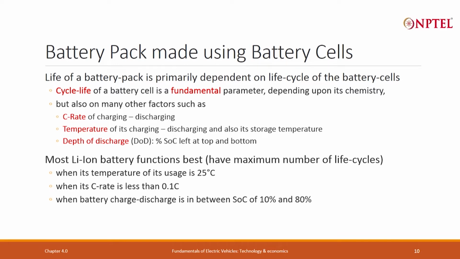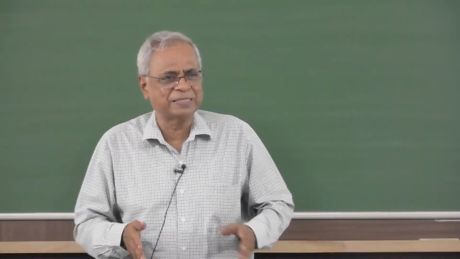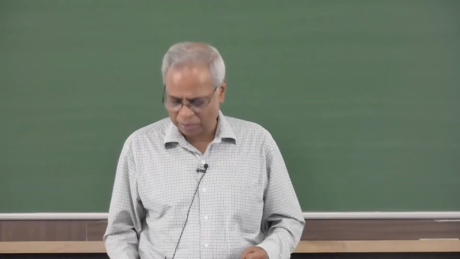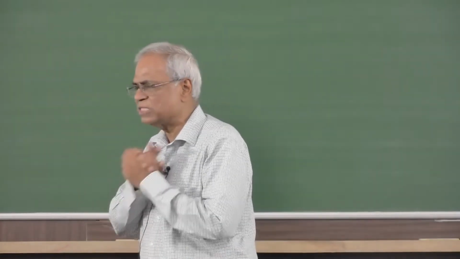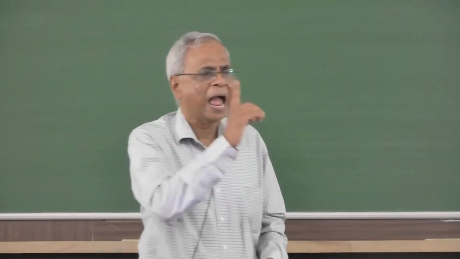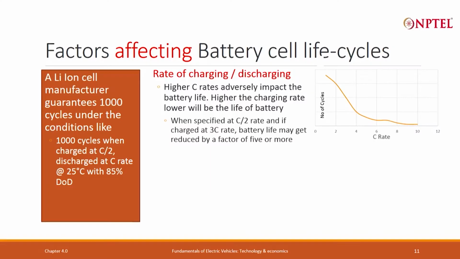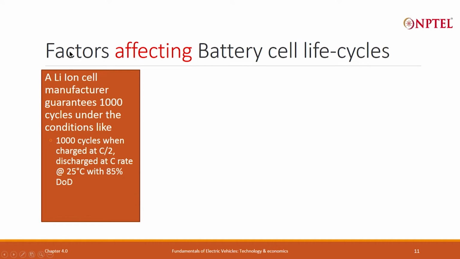So, most lithium ion batteries perform best at 25 degrees centigrade, you will say at 0.1 C, but that is a very low rate; you will actually use it at a higher rate, and to that extent the cycle life will go down. When the battery charge is between 10% and 80%, so only about 70%, that is the best. But now you have to reach a compromise, because this means the battery will be used only to a limited extent. A lithium ion manufacturer may guarantee 1000 cycles if you charge at C/2 rate at 25 degrees centigrade at 85% DOD. This is what a manufacturer may give you.